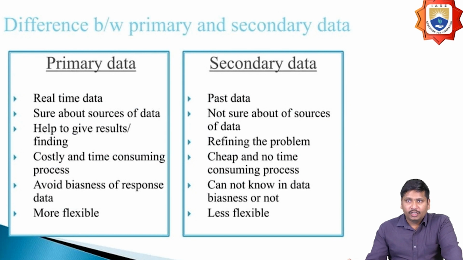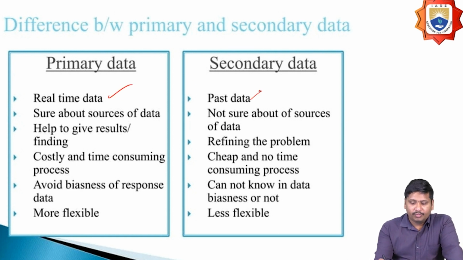Let me explain the differences between the primary data and secondary data. The primary data means real-time data, and secondary data is nothing but past data. For primary data we are sure about the sources of data, whereas for secondary data we are not sure about the sources of data. Primary data helps to give results and findings, whereas refining the problem is needed for secondary data. Primary is a costly and time consuming process, whereas secondary is a cheap and not time consuming process.